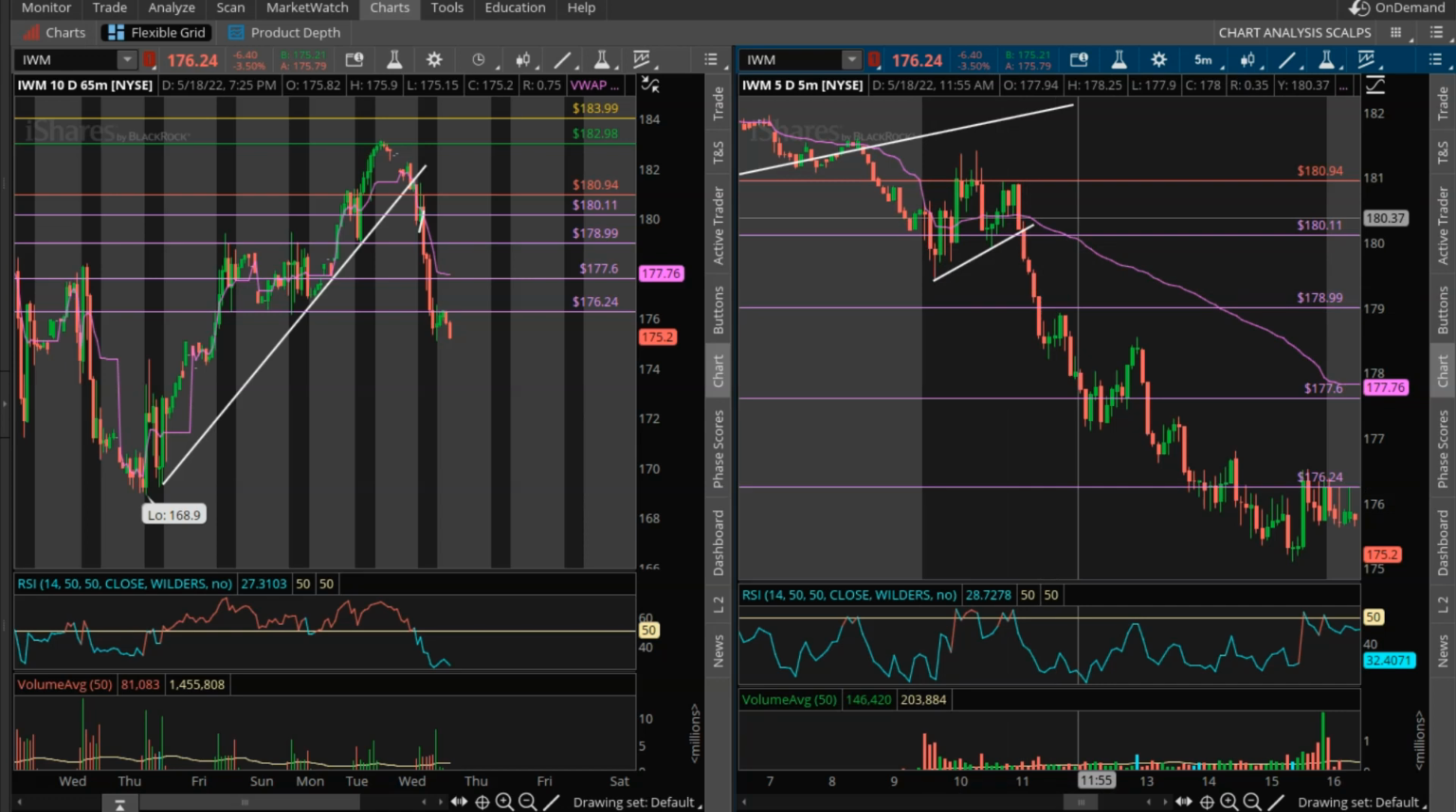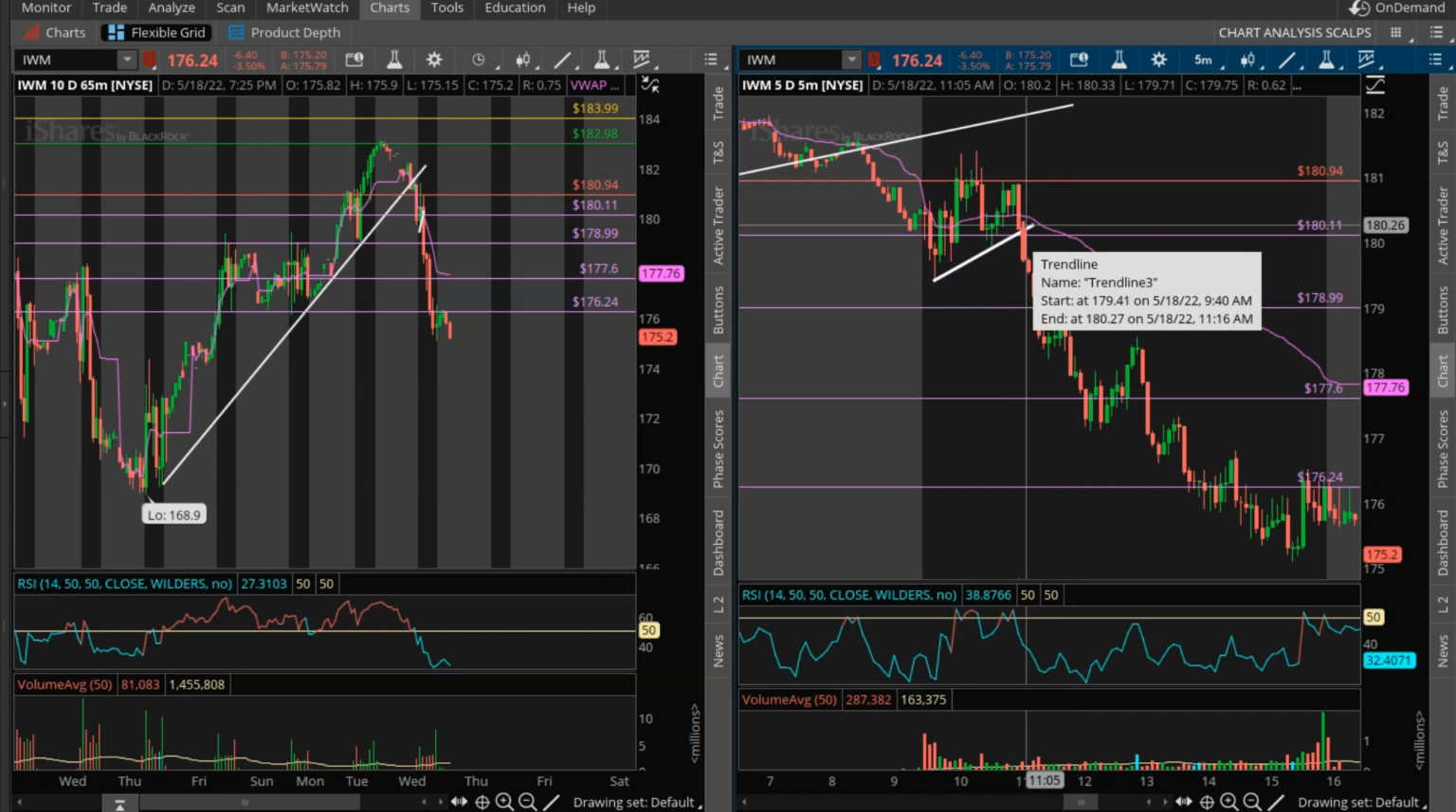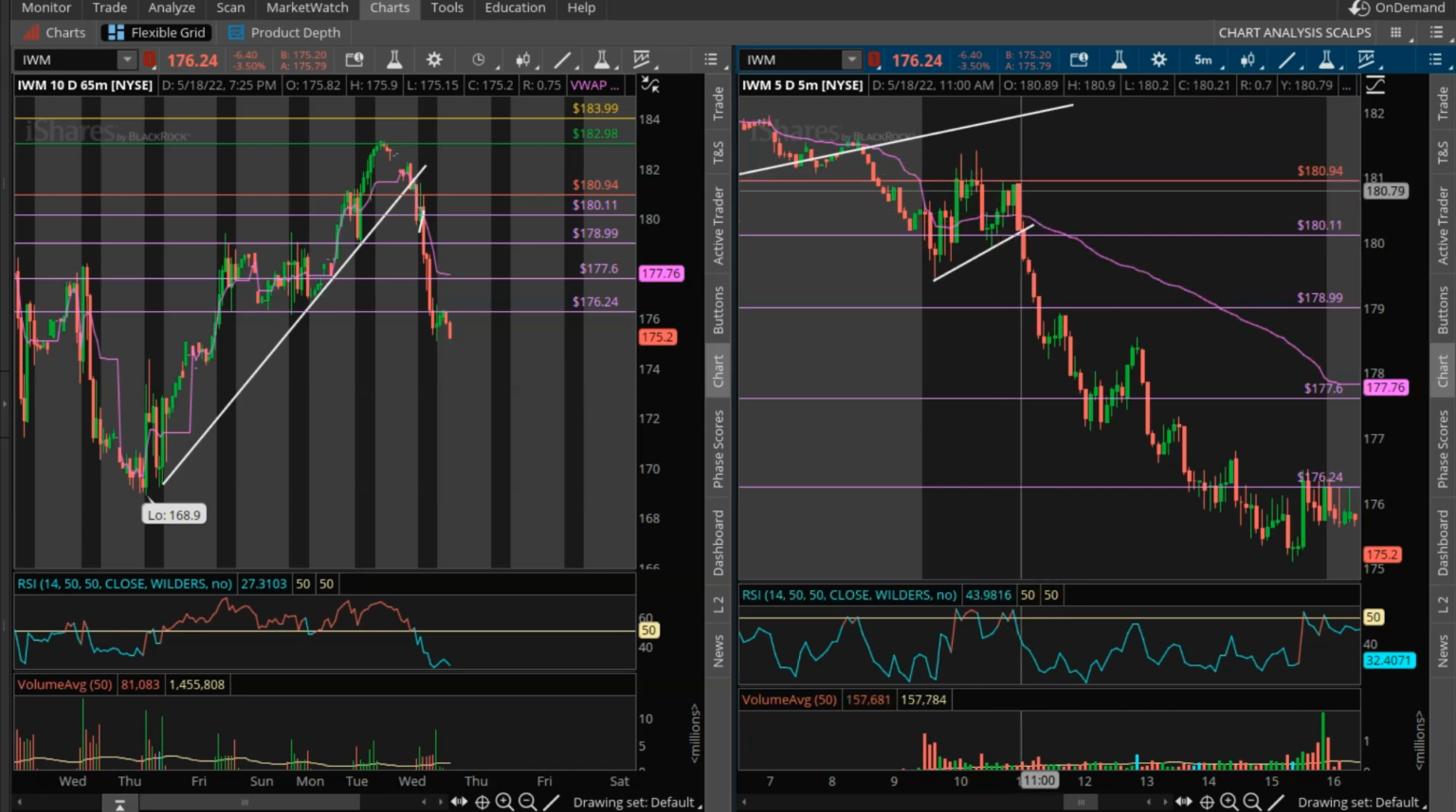Once you find the setup on a 30-minute or a 65-minute, you then want to bring it down to a 5-minute or a 10-minute or a 15-minute so you can really pinpoint the entries. So this is where you want to be entering the trade here, with your risk being anything above 180.94 or a close above the breakdown candle. So this is something that we really talk about in the course as well, and this is just a very easy setup that you could have taken.